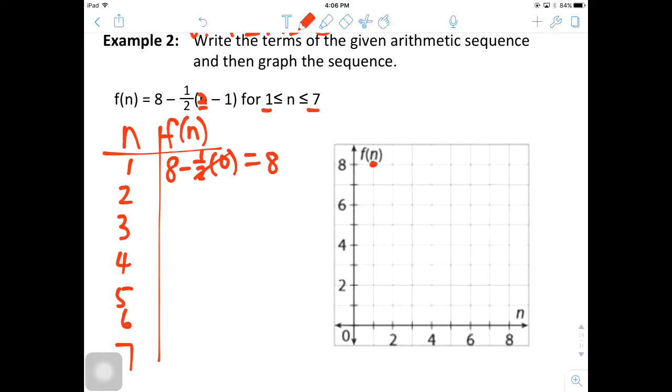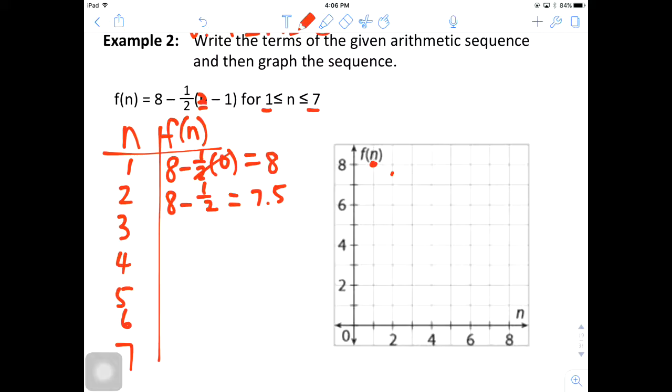And so it is going to be 8 minus 1/2 times 1, which is just 1/2, or 7.5. So n equals 7.5. So at 2, it is 7.5, and it looks like it's right there.